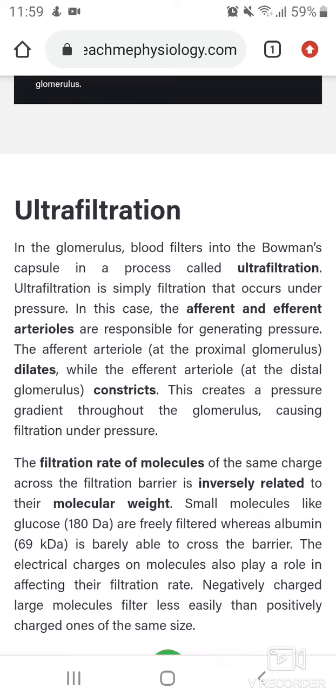So friends, this is all about the part of nephron, glomerulus and ultrafiltration process of glomerulus.